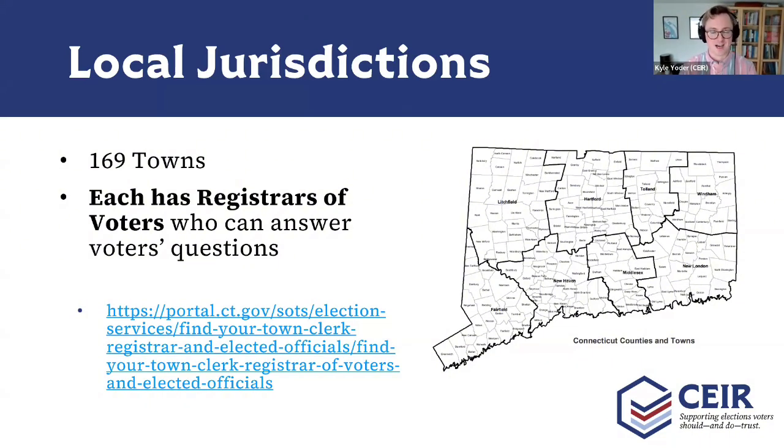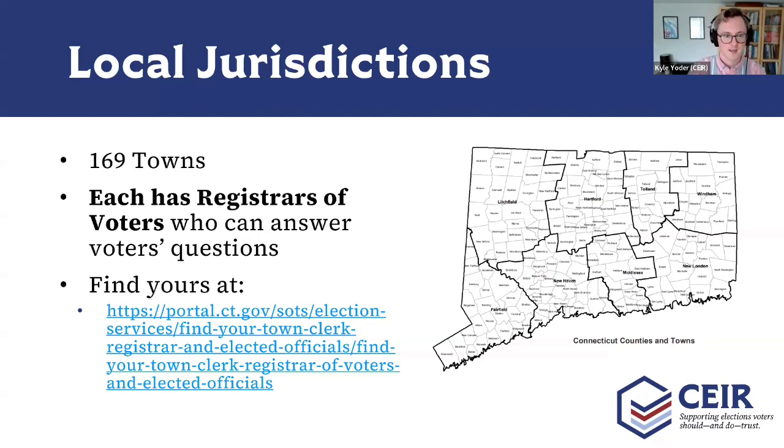On this map, you can see the outlines of counties. As those of you in the state know, those outlines are more or less just lines on a page, lines on a map. The municipalities really are the ones in charge of running elections where they are. And so each of those towns has its own registrar of voters. That's who voters should be going to for any questions that they have about voting in their area. They can access the contact information, find their town clerk at the link at the bottom of this slide.